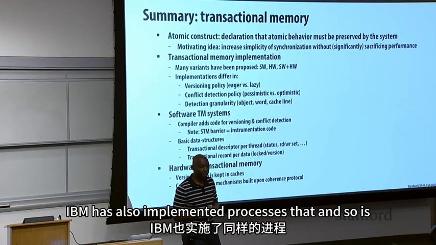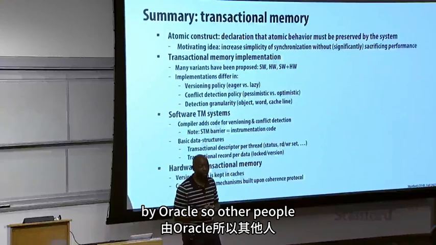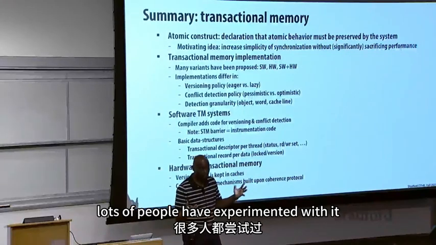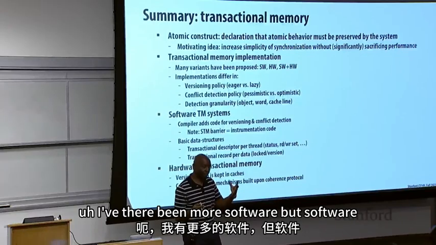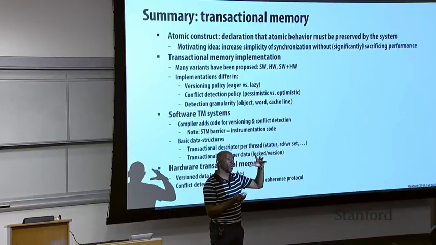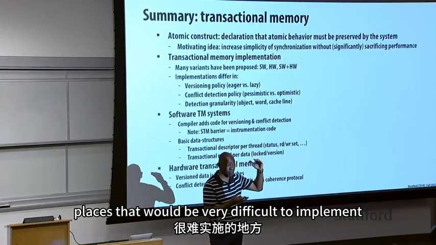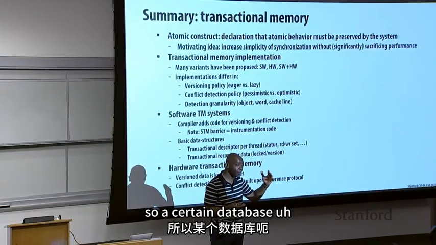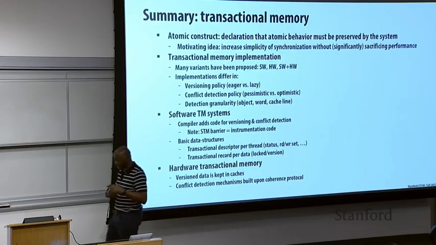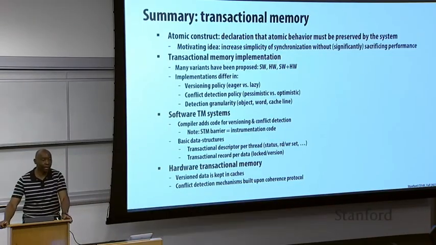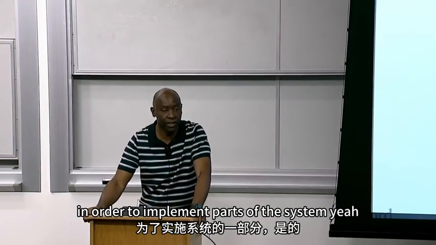IBM has also implemented processors with it, and so has Sun before they got acquired by Oracle. So lots of people have experimented with it. In terms of commercial uses, there's been more software, but software where you localize the transactional memory use to places that would be very difficult to implement with locking. There are certain database system implementations that use transactional memory ideas at the core of the database management system in order to implement parts of the system.